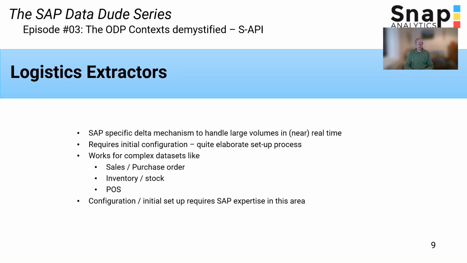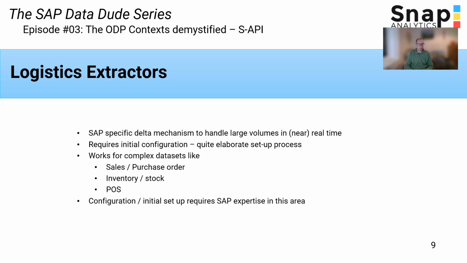I would briefly like to look at some aspects of the logistics extractors. The logistics extractors are there to work with the most complex data sets in SAP. So the logistic extractors gather information from a lot of different tables for you and present that into one logical data set for you. There is a very special delta mechanism available that helps to handle large volumes in near real time. But there is some initial configuration required and it's not so straightforward.